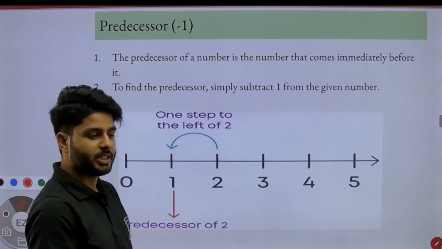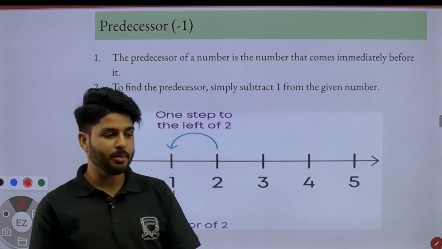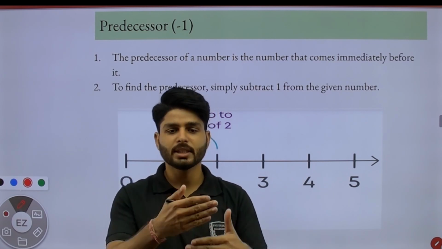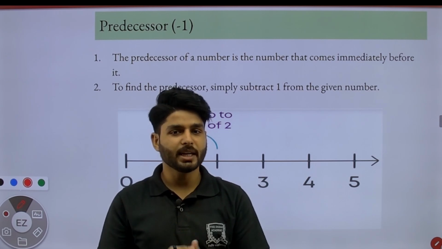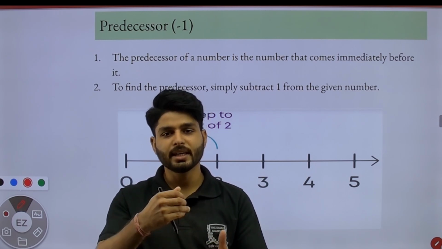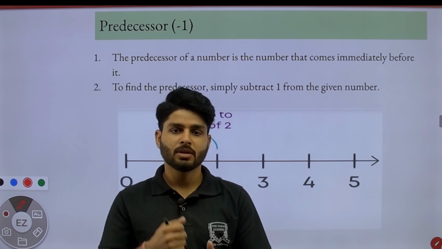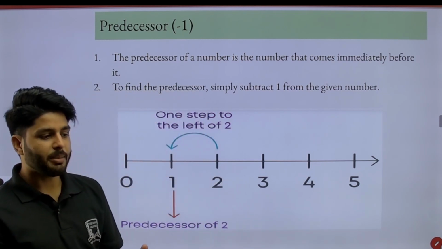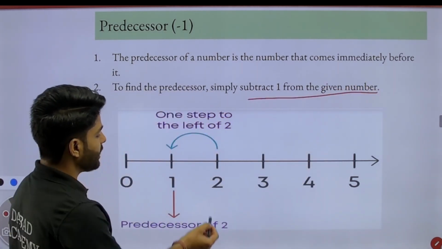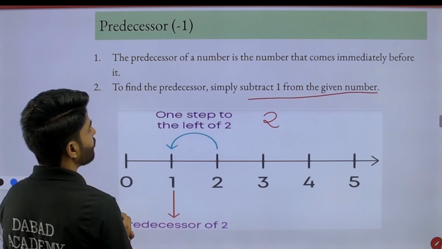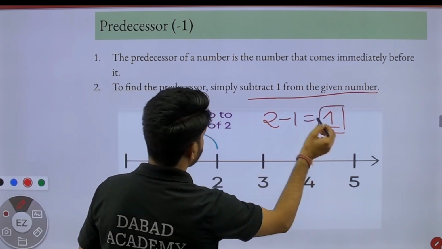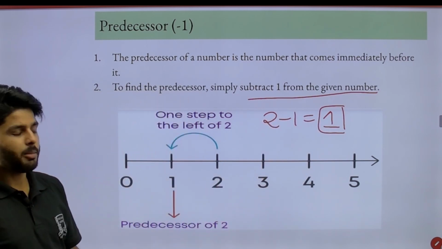Now we have the predecessor. The predecessor of a number is the number that comes immediately before it. The predecessor is the number that comes just before a number. Like, what comes before 10? 9. What comes before 1000? 999. What comes before 100? 99. So 99 is the predecessor of 100. In the same way, to find the predecessor, we simply subtract 1 from the given number. Let's suppose the given number is 2. How do we find the predecessor of 2? We have to subtract 1, that is 1. So 1 is the predecessor of 2. We can easily understand it with the help of a number line.